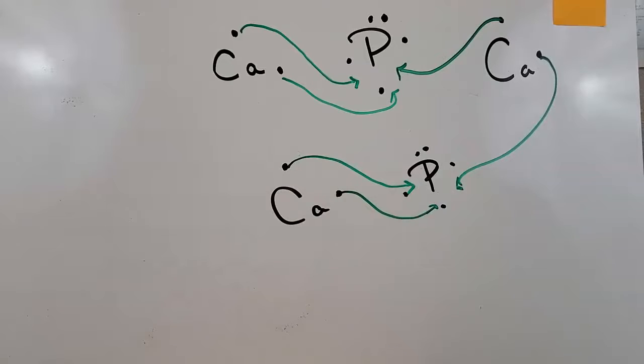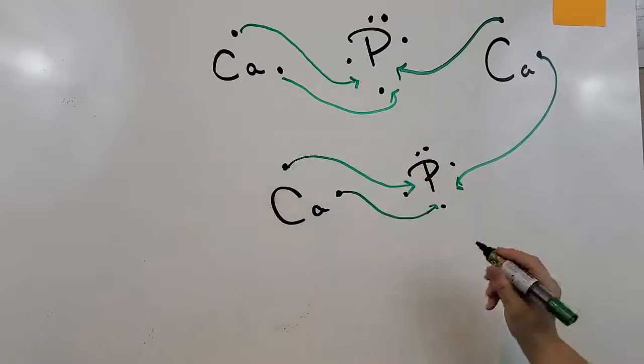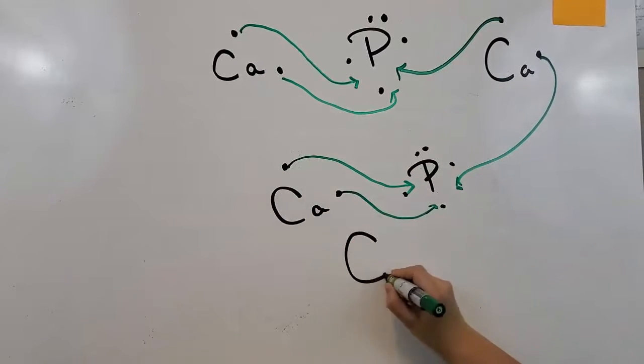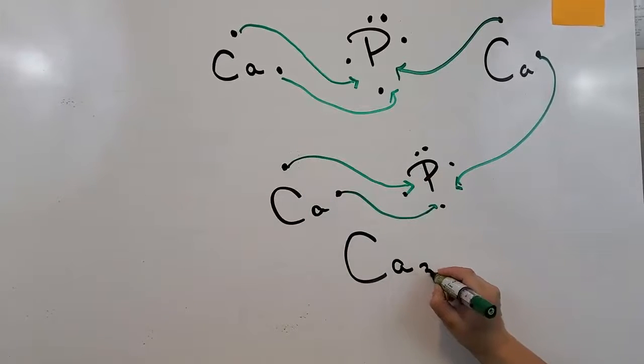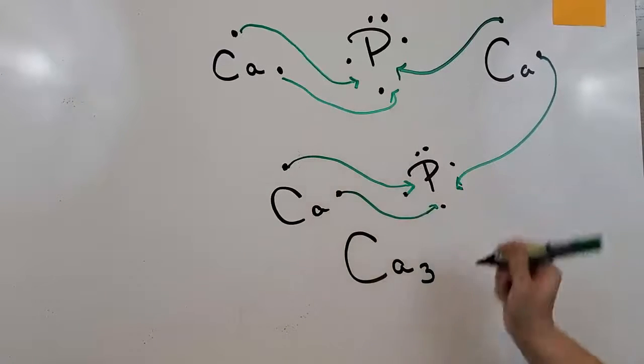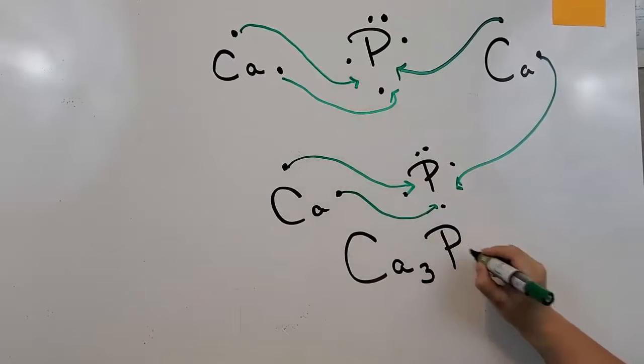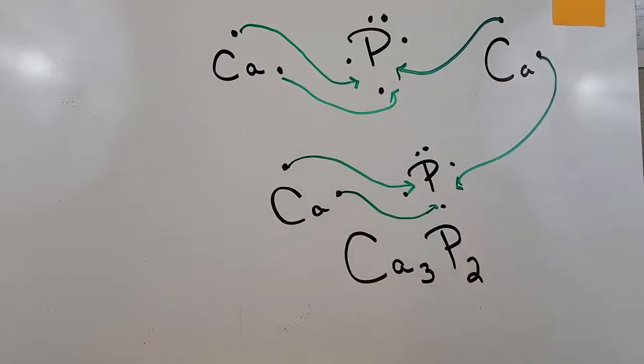These can be kind of big and messy looking problems. They'll get easier once you get accustomed to working them, but this is what I have for this one. The last thing we have to do is write our formula. Remember that our metals come first. So it's going to be calcium, and then we have 3, so that has a subscript 3. And then phosphorus, and there's 2, so that has a subscript 2.